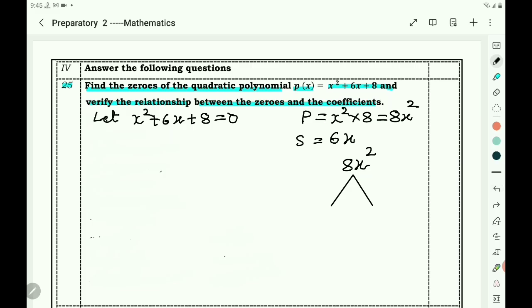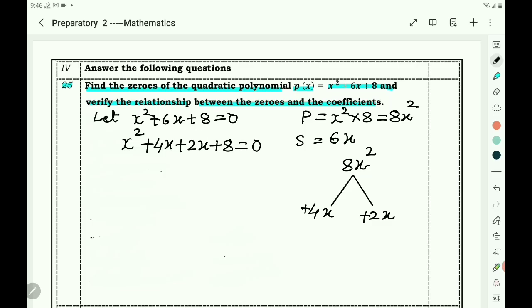So here we have to take two numbers in such a way that the product is 8 and the sum is 6. In which table 8 is there? 4 twos are 8. Then you can take 4x plus 2x. 4x plus 2x is 6x, and 4x into 2x is 8x square. Then take this one, write x square as it is, plus 4x plus 2x, and write plus 8 as it is.